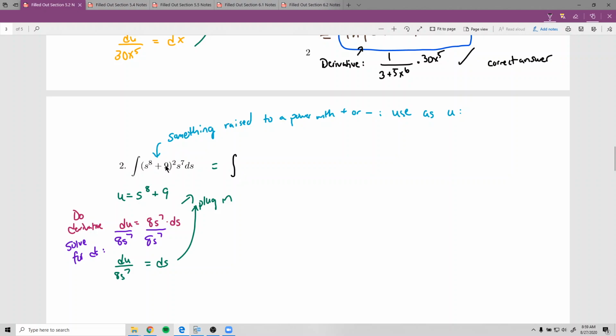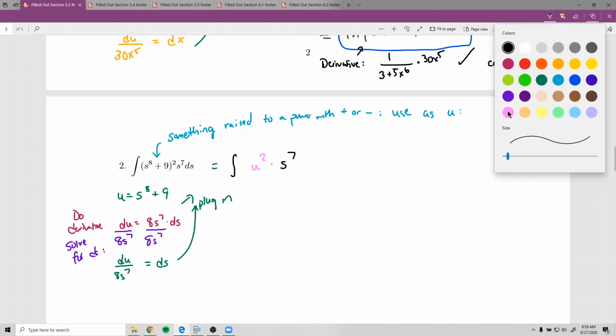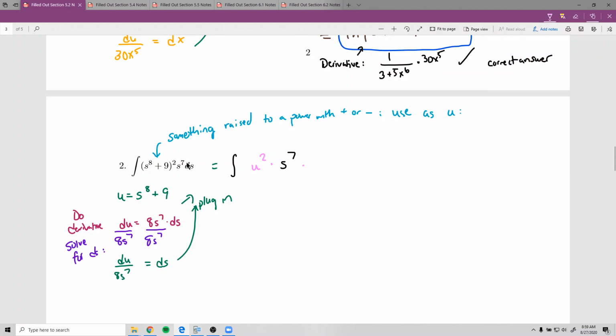s to the 8th plus 9 is what u is, so we get a u squared. The s to the 7th, even just like last time, it should go away and cancel out at the next step, but we're not doing anything with that. And then for ds, we're plugging in du over 8s to the 7th. And just like last time, all the s's should cancel. We only want u's left.